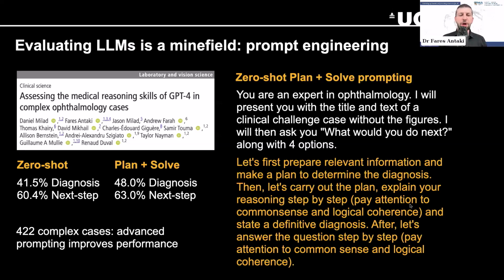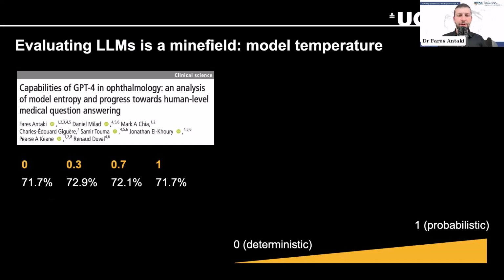The other thing is model temperature. Going back to our paper in the BJO, we took GPT-4 at different temperatures. So a temperature of 0 is that the model is deterministic. It provides perhaps shorter answers that resemble more closely the training data. Now, a probabilistic model, which is at the extreme, 1 or even more, then there is more entropy, more randomness in the answer. And we find that there's no significant difference in the performance on multiple choice.